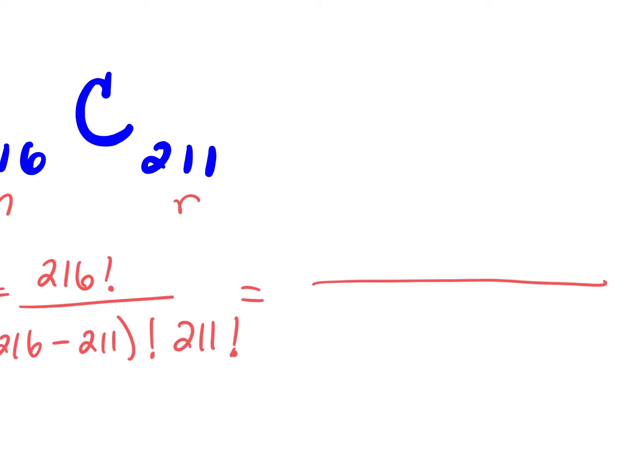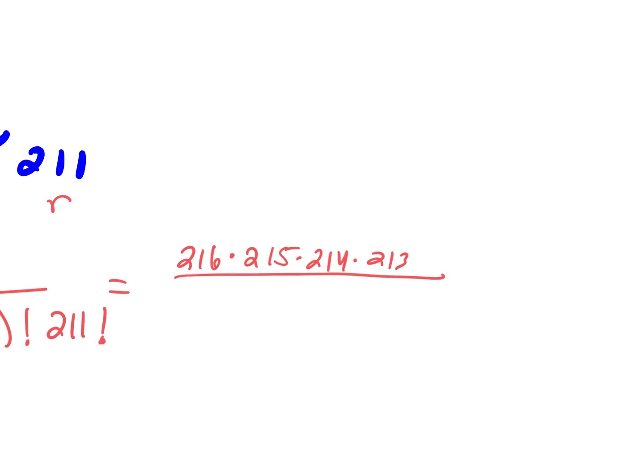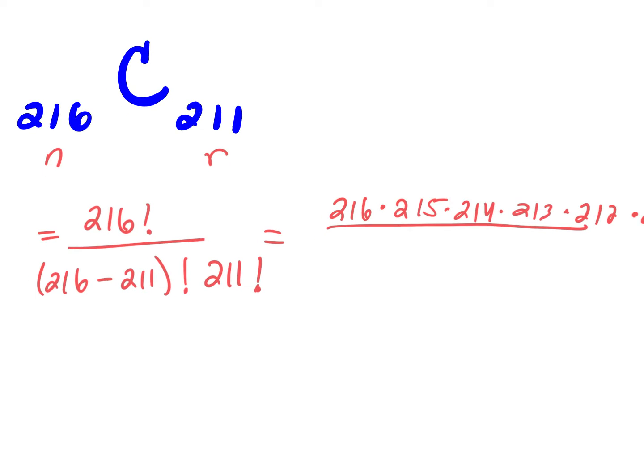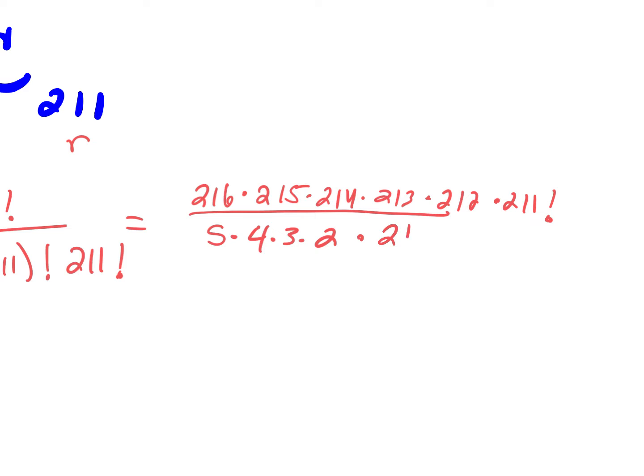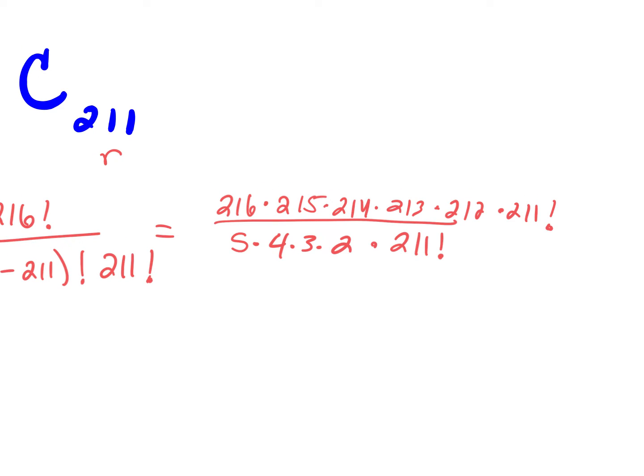You'll say, okay, on the top here, I have 216 times what? 215 times 214 times 213 times 212 times 211. Why will you stop at 211? Because 216 minus 211 is 5 factorial, so it's 5, 4, 3, 2. Do I need the 1? No. But then I have my 211 factorial on the bottom. This is what I'd really like to see.